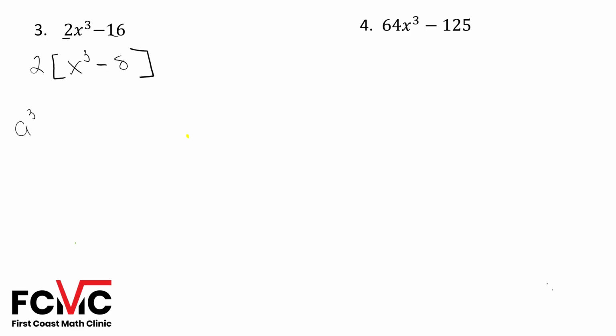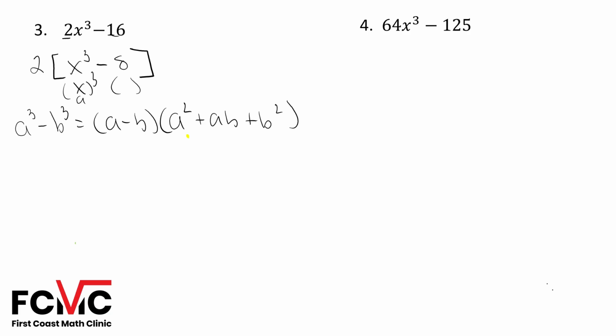So we can use our rule a to the third minus b to the third equals a minus b times a squared plus ab plus b squared. So let's find our a and b values. What are we cubing to get x to the third? We're cubing x, so that's our a value. What are we cubing to get 8? We're cubing 2, that's our b value.